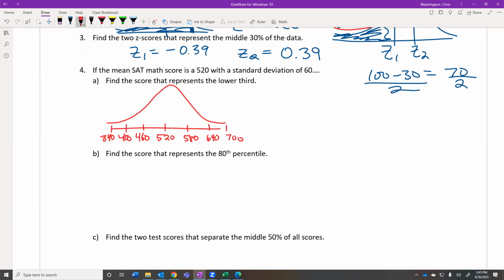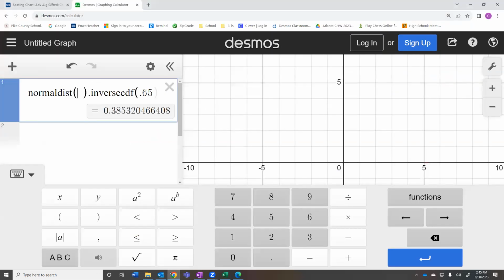And we want to know what score would represent the lower third. So what percentage would the lower third be? 1/3 is what percent? 33.3%. So whatever's to the left would be 33.3%. So in Desmos, I'm not going to leave this blank anymore. We know the average is 520 and we know the standard deviation is 60.